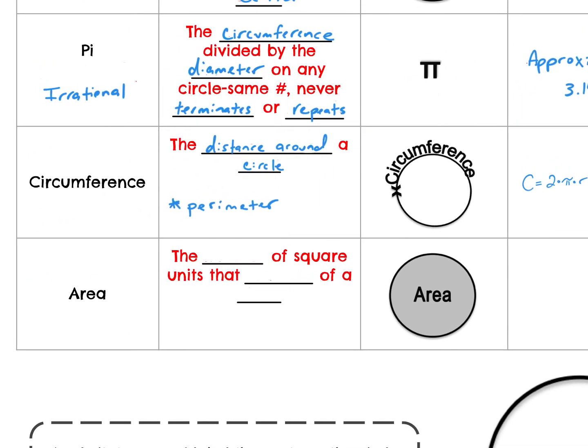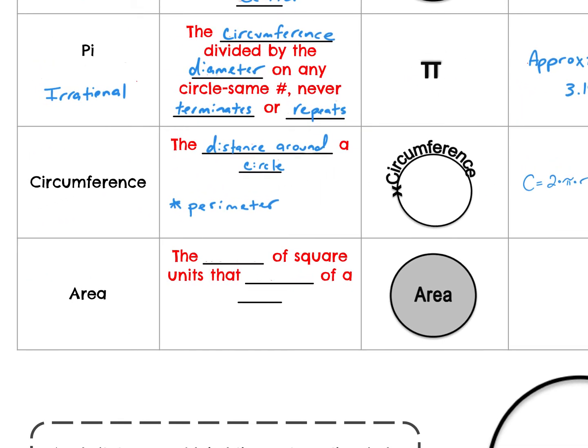The last one is the area, and this is the number of square units that fit inside of a circle. This is similar to calculating the area for a rectangle or a triangle. You're counting the number of square units that are inside of it.